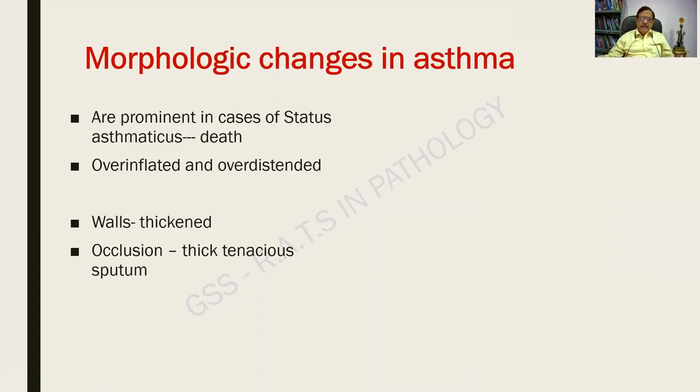Now, what are the morphological changes in asthma? The morphological changes are not very prominent. In some cases, the patient can go in for a condition called status asthmaticus. Status asthmaticus is recurrent attacks of bronchial asthma, which can sometimes result in death. The alveoli are over-inflated, over-distended. The walls of the bronchioles are all thickened, and there is occlusion of the lumen by thick, tenacious sputum. I think you people can recite all this.